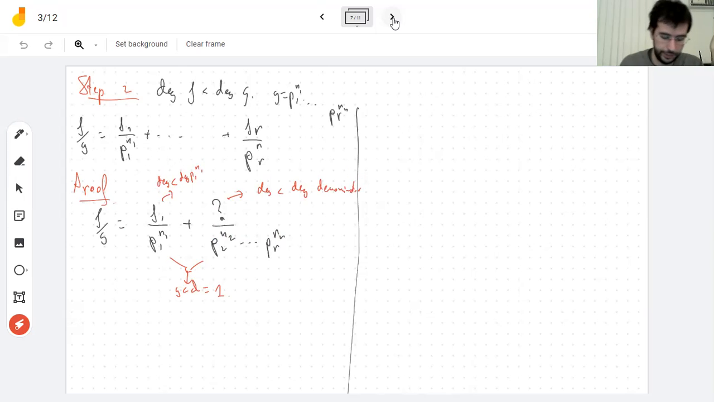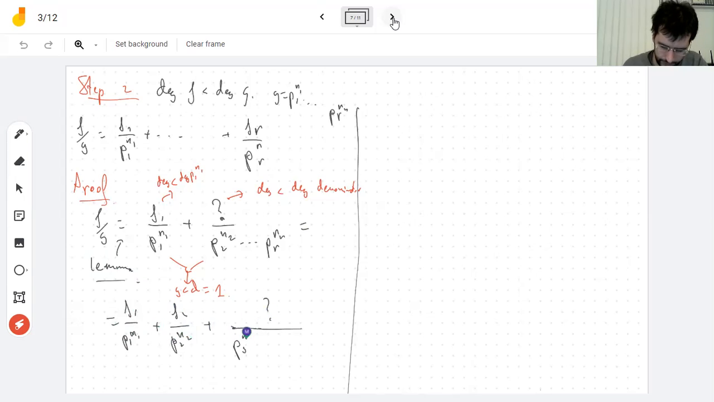So whenever the degree of the numerator is smaller than the degree of the denominator, I can apply the same lemma we just showed, which is if you have a fraction, you can split it as a sum with mutually prime denominators. So you leave the first term as is, and then you split off P2 to the N2. And then this thing starts with P3. And then you know how this goes, or you know, my induction. Keep going. Repeat this R minus one times.